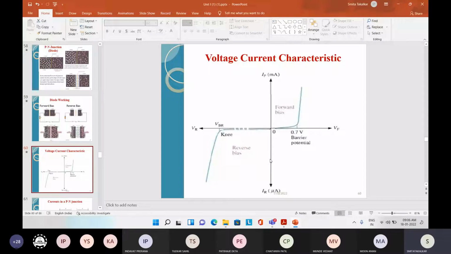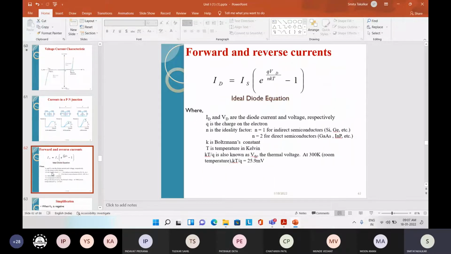In reverse bias, the diode is an open switch until the voltage reaches breakdown. The barrier potential requires 0.7 volt in forward bias, which is the conducting forward voltage and forward current. As the forward voltage increases, the current also increases, and the VI characteristics form in forward bias. But in reverse bias, the diode is an open switch, and that's the reason the diode is not working in reverse bias.